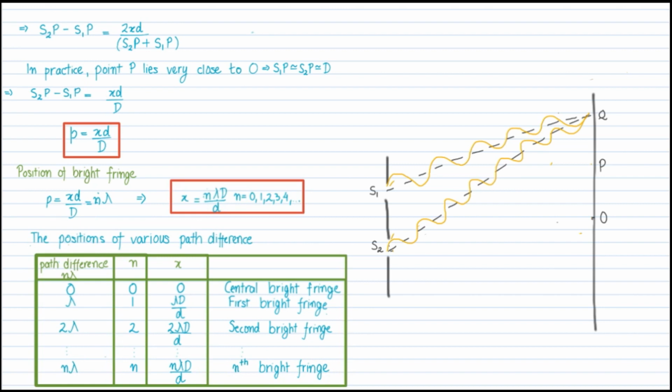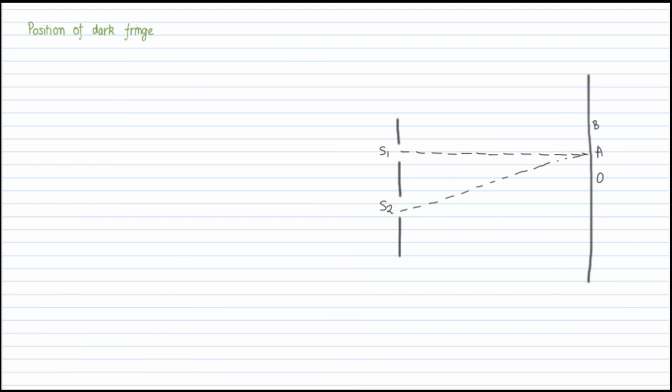Fine. Now let's do this same for your dark fringes. Again consider slit S1 and S2 and a screen which is placed at a distance d from the coherent source, and this point O is the center. Now let us consider this point A which is at a distance of x dash from the center O.